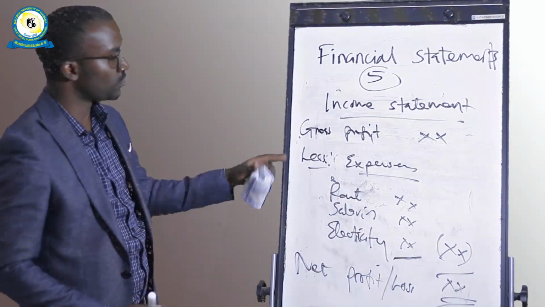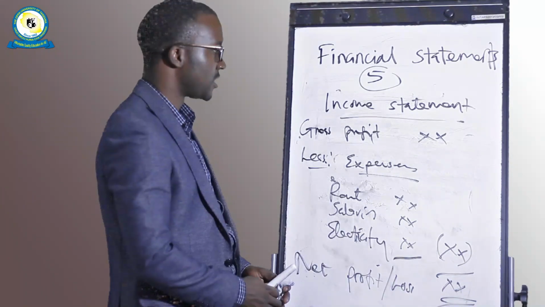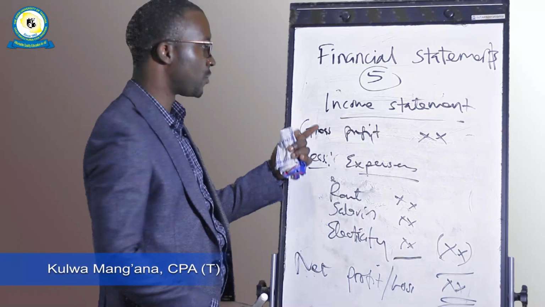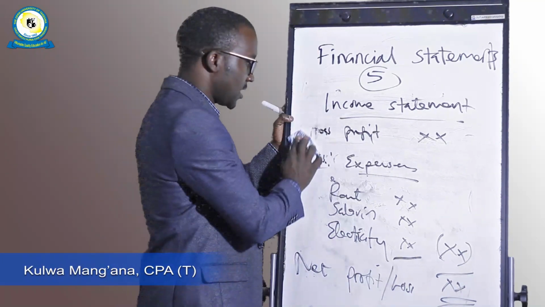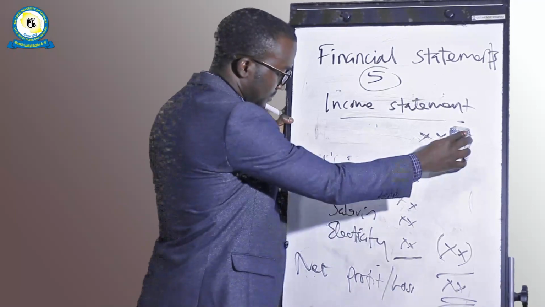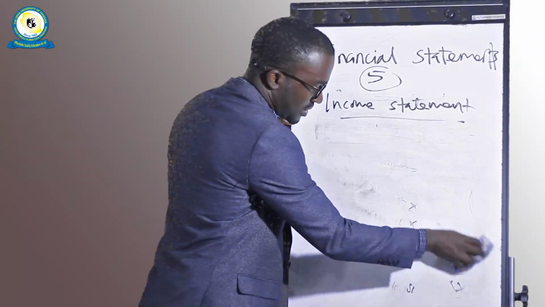or a net loss if this figure is going to be negative. So if you go through that process until this point, it is whereby you ended up with a statement that is called the income statement. I hope now you're clear with it.